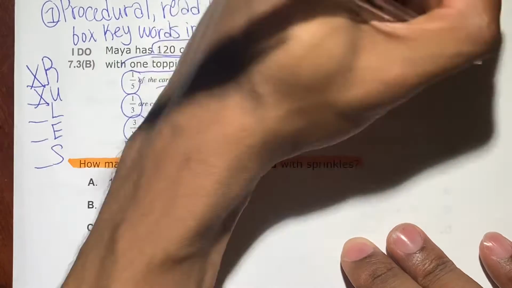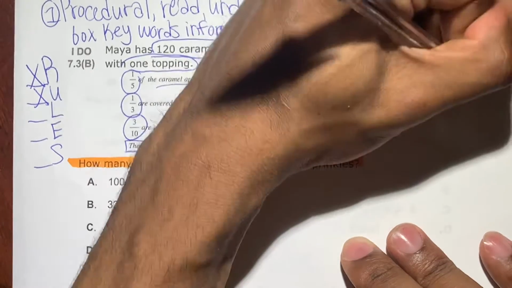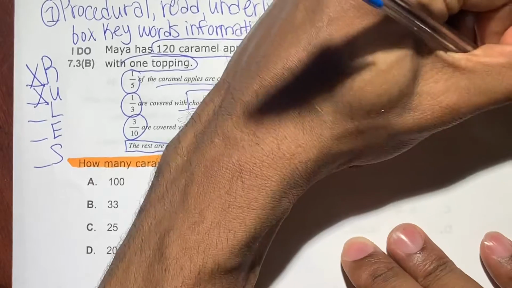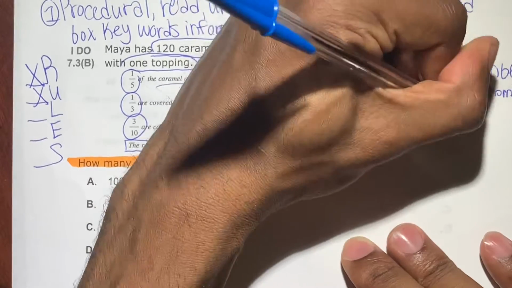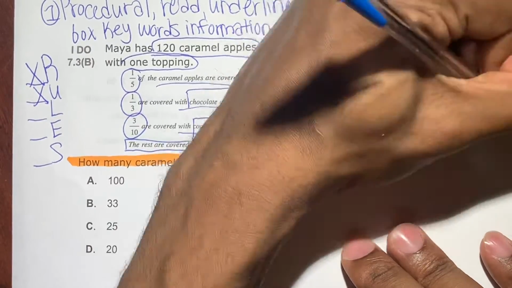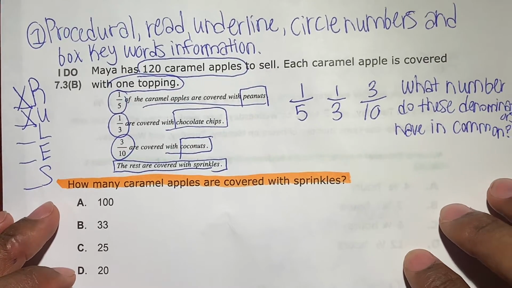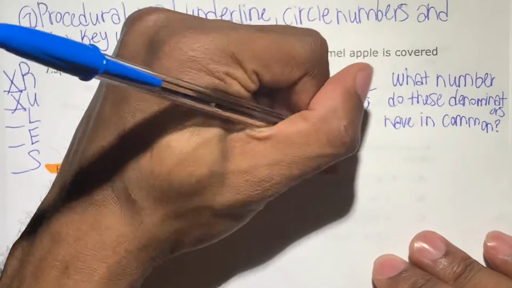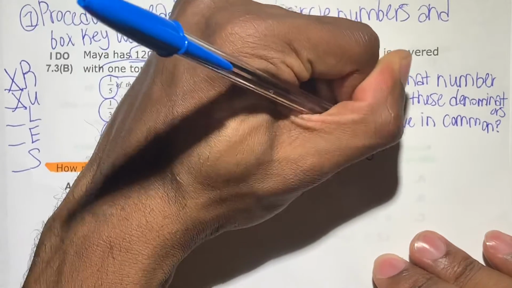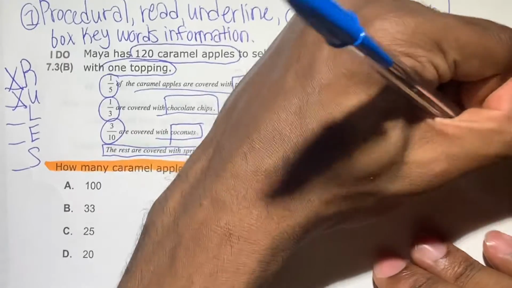All right. Now I have to figure out, how can I find a number that all 3 of these denominators have in common? So what number do these denominators have in common? All right. And what they have in common is that they're all factors of 30.